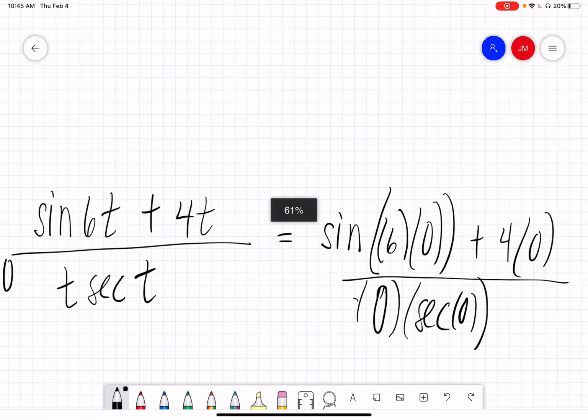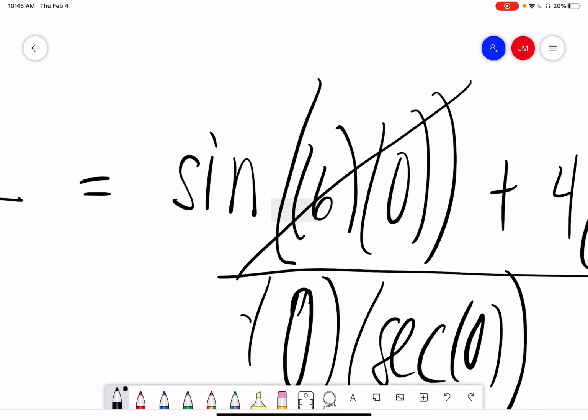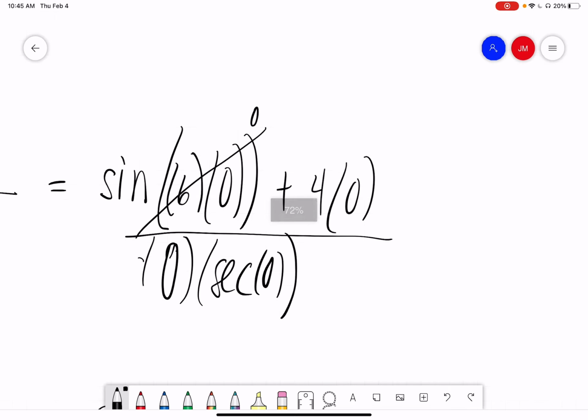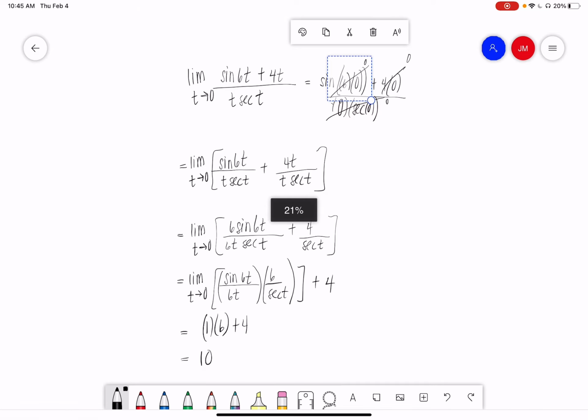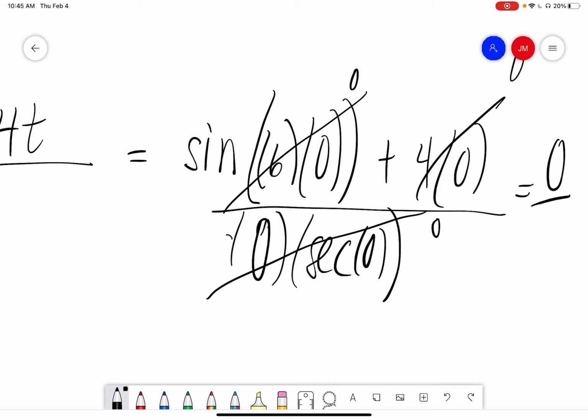But when we do, well, the sine of 6 times 0 is the sine of 0, and the sine of 0 is 0. And 4 times 0 is 0. And 0 times the secant of 0, well, the secant of 0 is 1, but you have to multiply it times 0. So you get this indeterminate form of 0 over 0.